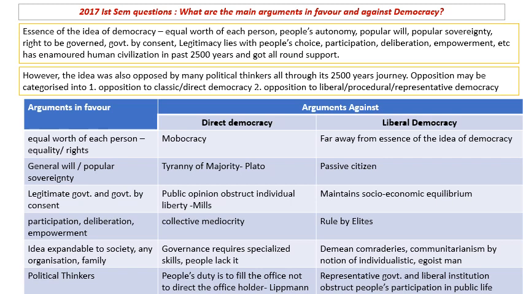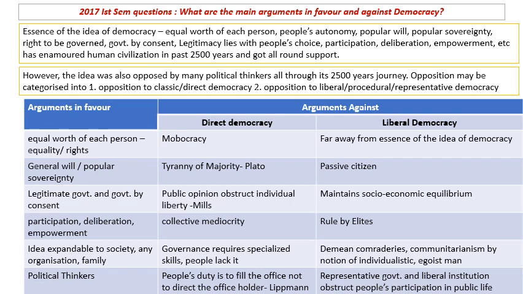However, the idea was also opposed by many political thinkers. Now when you read, you may be surprised that Plato or Aristotle or Socrates and the liberal thinkers like Locke and Mill, or Burke, they all one way or other were very critical of democracy, particularly the direct democracy. Opposition can be categorized into opposition to classic or direct democracy, or the essential idea of democracy, and opposition to liberal, procedural, or representative democracy.